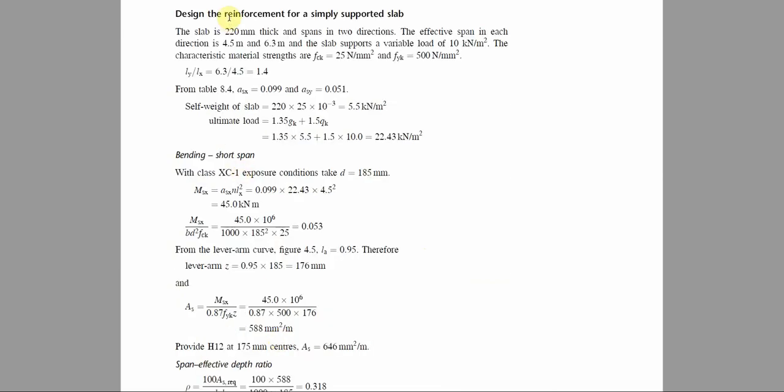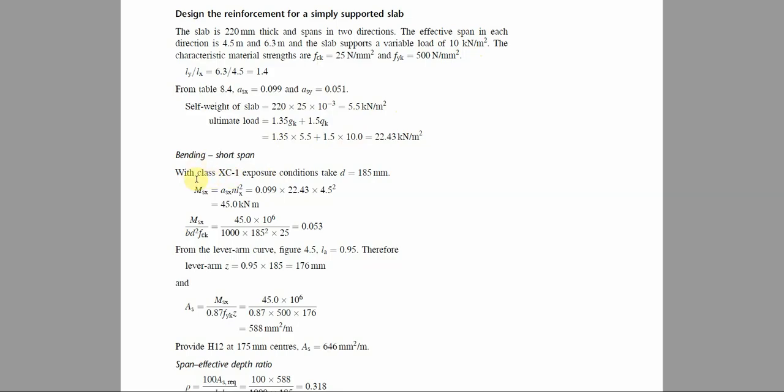Since we said the slab is 220 thick, then definitely we can say 220 times the unit weight of concrete, which is this, will give us this. Then we calculate our ultimate load using Eurocode 2: 1.35 times the dead load plus 1.5 times the imposed load. You can see our imposed load is 10 here, so we got our design load there.